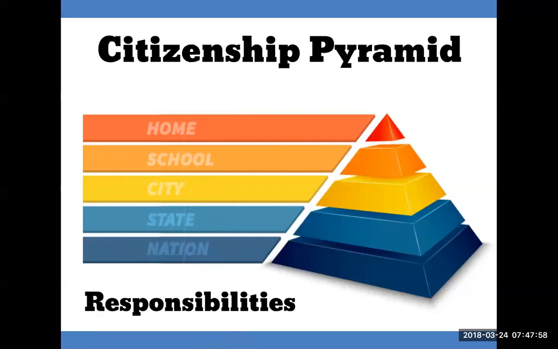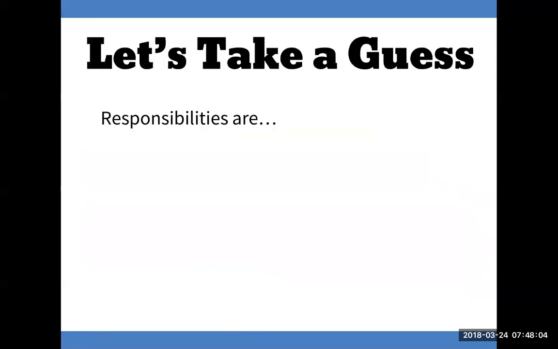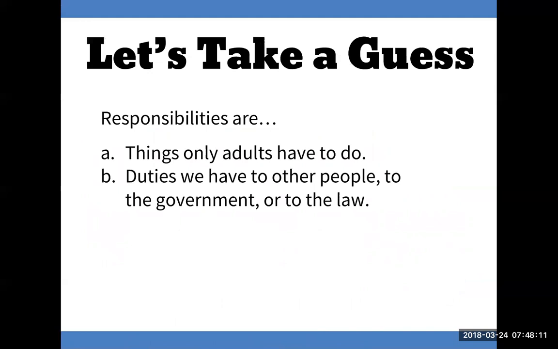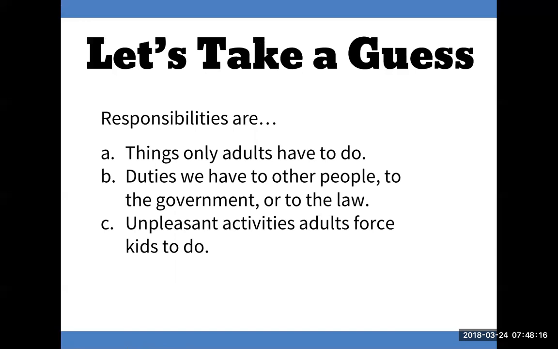Finally, we have side 4 of our pyramid, responsibilities. Yikes, what does this mean? Let's take a guess. Responsibilities are A, things only adults have to do. B, duties we have to other people, to the government, or to the law. C, unpleasant activities adults force kids to do. D, chores you do outside. If you answered B, duties we have to other people, to the government, or to the law, you are correct.